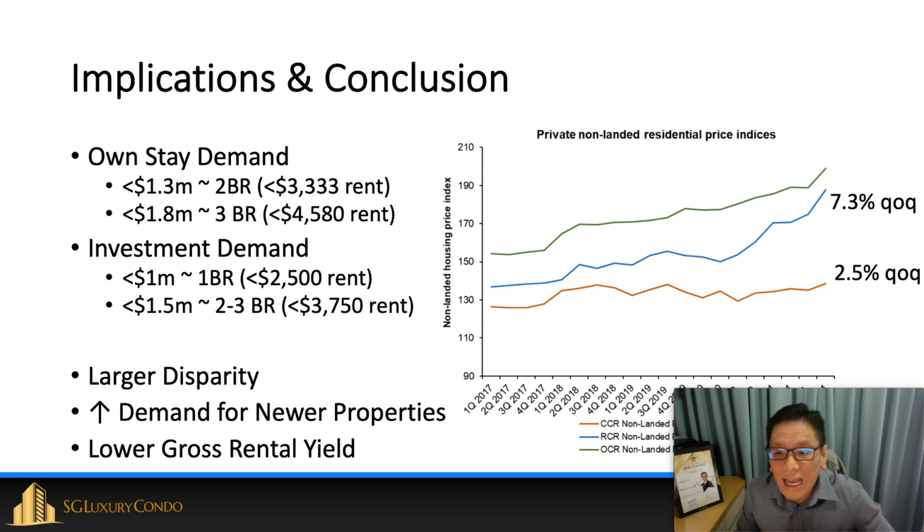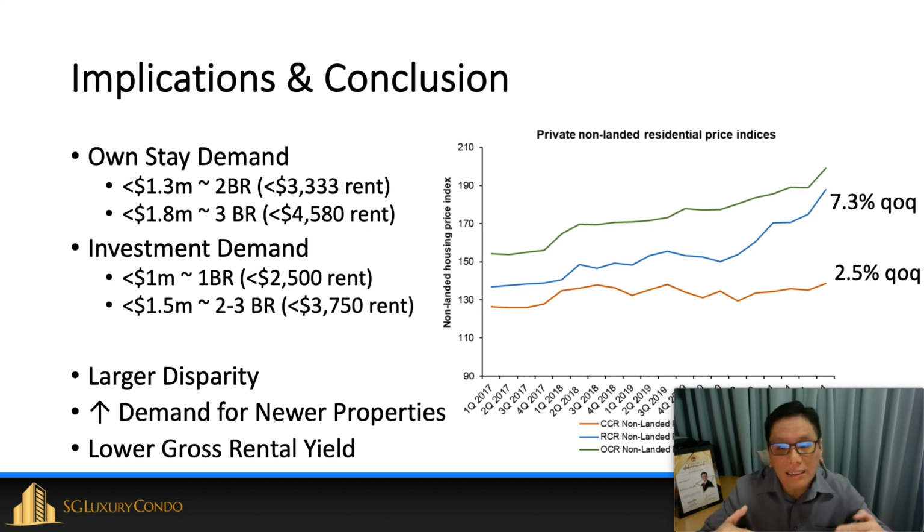On the right hand side, what I want to show you is the price index for the year 2021. You can see that the orange line is the core central region, where the growth is only 2.5%, and the city fringe is 7.3% growth. So there's a very huge disparity between the core central and the rest of central region and outskirts. Looking at the left hand side, which has the stronger demand, I do expect the price disparity to be even larger. Therefore, if you are looking for a very good sweet spot, try to find a 1.5 million investment property that is within the core central region.